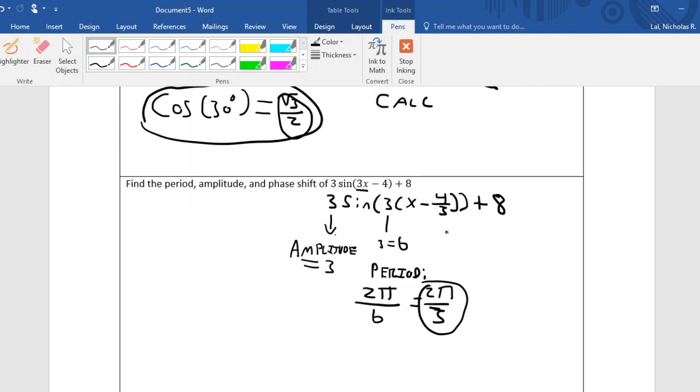And that is minus 4/3, so that's going to be a shift right 4/3. And then that plus 8, it's going to be a shift up 8. And we weren't even asked to find the vertical shift, but the amplitude is 3, period is 2 pi over 3, phase shift is right 4/3.